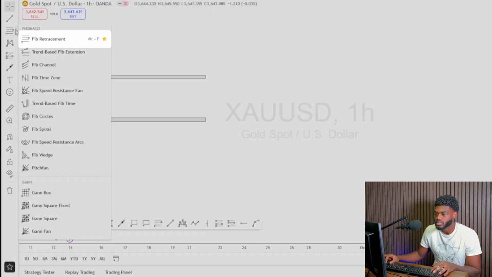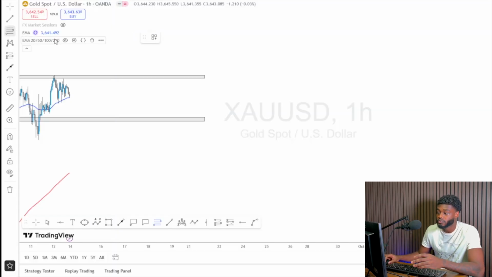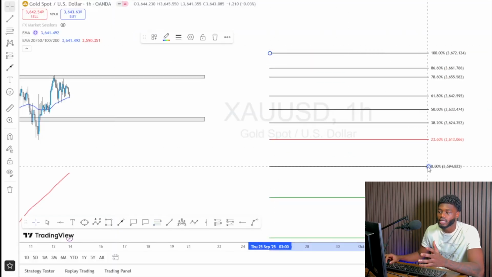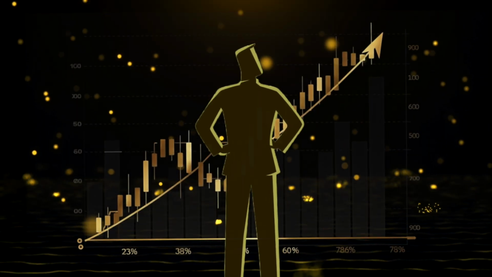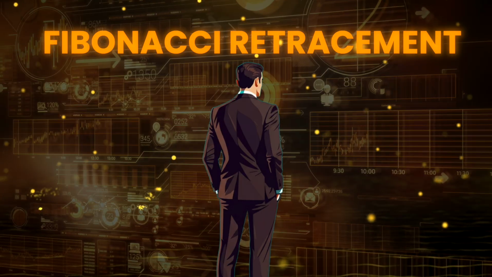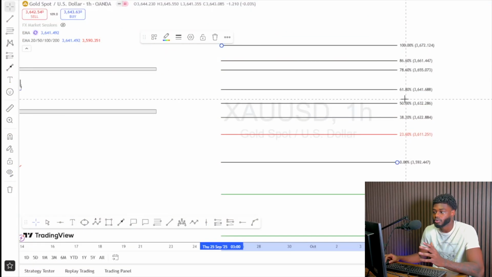So the first indicator, well, it's not necessarily an indicator per se, that you could definitely use, is the Fibonacci retracement, right? And its use is that it measures how deep a retracement goes when you're in a move. So let's just say that you're buying or selling, whatever. The whole purpose of the Fibonacci retracement is to measure how deep the retracement will go.